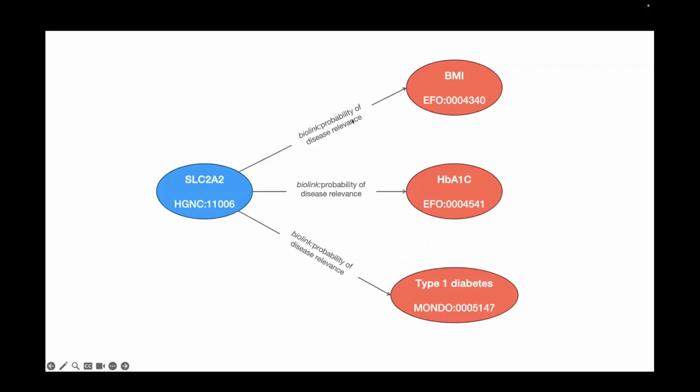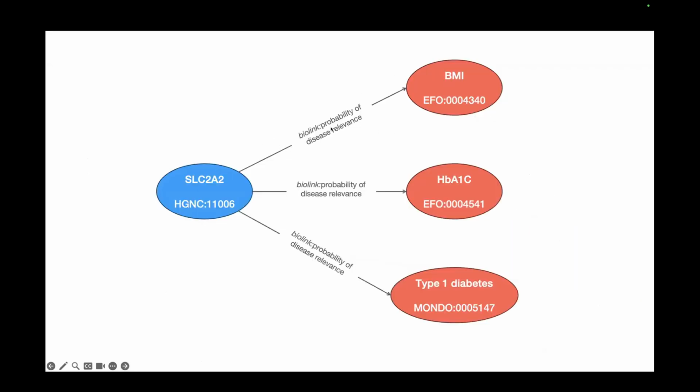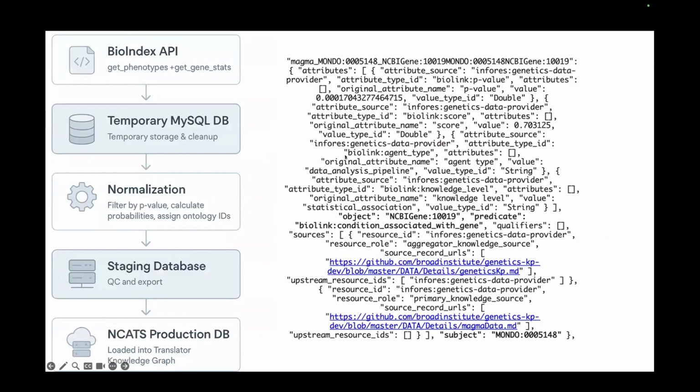So we have to boil down these complicated statistics into edges that, in the BioLink model, will tell you here's a probability of disease relevance between this gene and a variety of traits. That's really our goal as part of Translator. For those who've worked with knowledge graphs before, you won't be surprised: it's quite complicated in practice, even though conceptually it's simple. In practice, there's a ton of work that needs to be done.